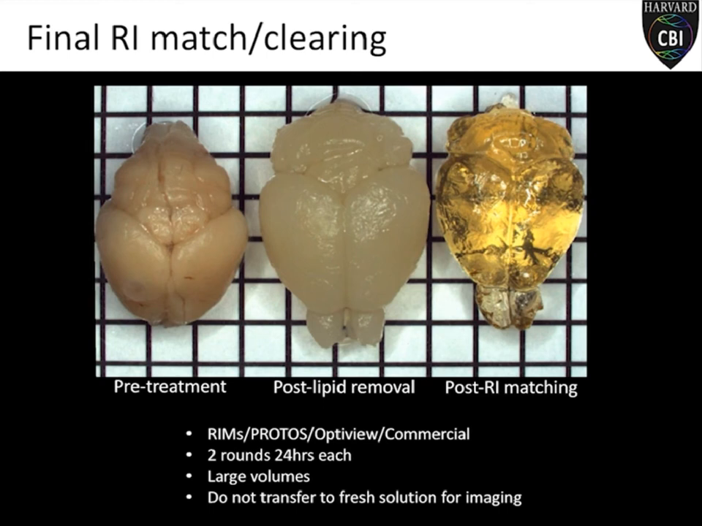For an entire mouse brain, what I do is 20 to 25 milliliters for 24 hours, and then I take that brain and put it in a newer, fresh solution for another 24 hours, and that one usually is 30 to 35 milliliters. The one thing that is nice about these solutions is you can reuse them to some extent, so that can save you a little bit of money on that side. So large volumes are very important.